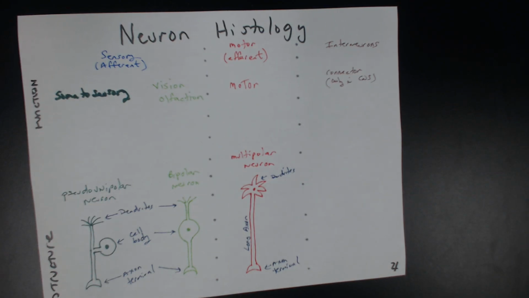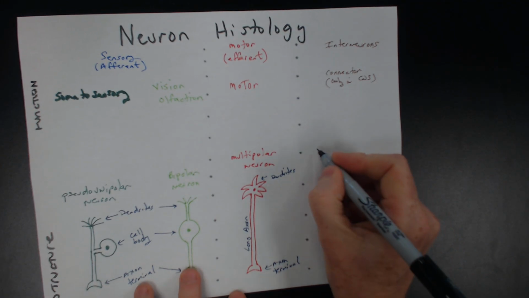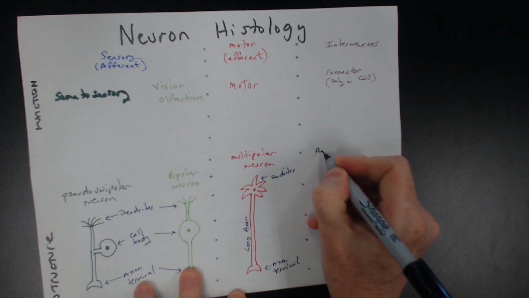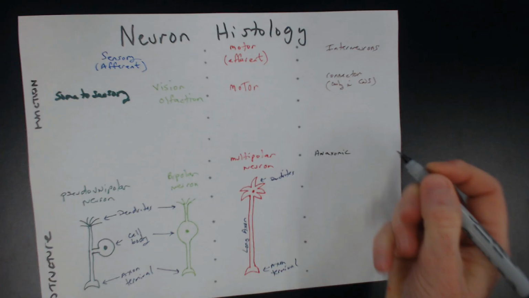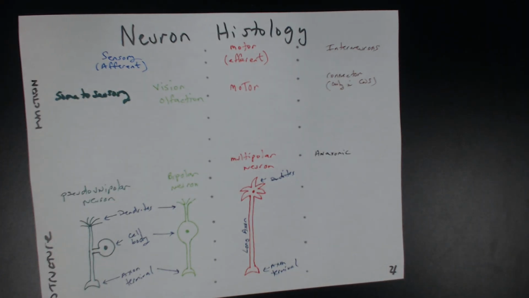There's two different kinds of connector neurons that we need to talk about. The first kind is going to be something known as an anaxonic. A-N-A-X-O-N-I-C. So that's an anaxonic neuron, just a connector neuron. And based on the name anaxonic, what do you think it doesn't have? Axon. That's it.